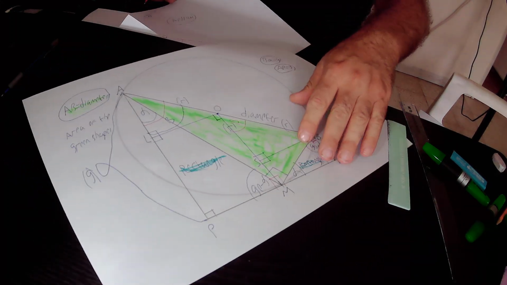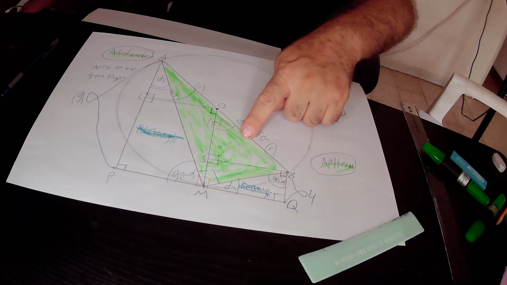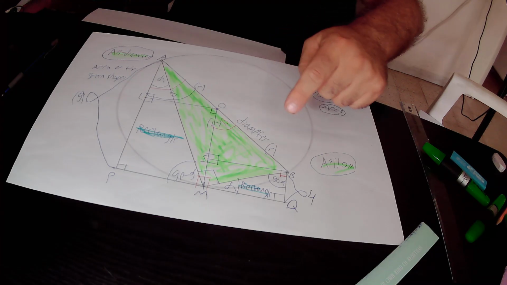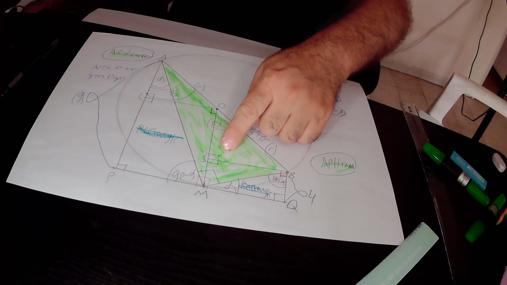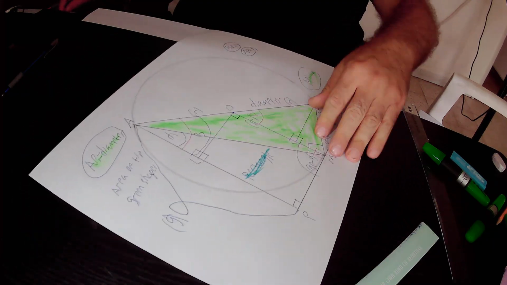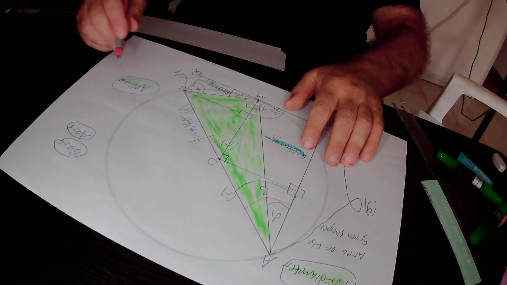So in this green right triangle OSB, this angle equals beta, this angle equals 90 degrees, and therefore this red missing angle must be equal to 90 degrees minus beta, according to the rule that the sum of the angles in any triangle is equal to 180 degrees.